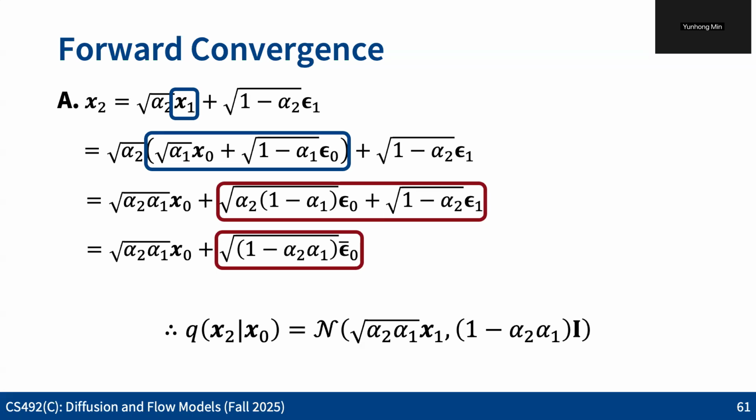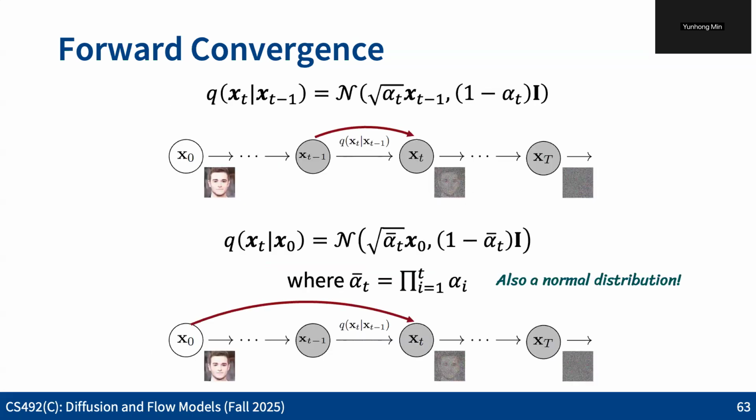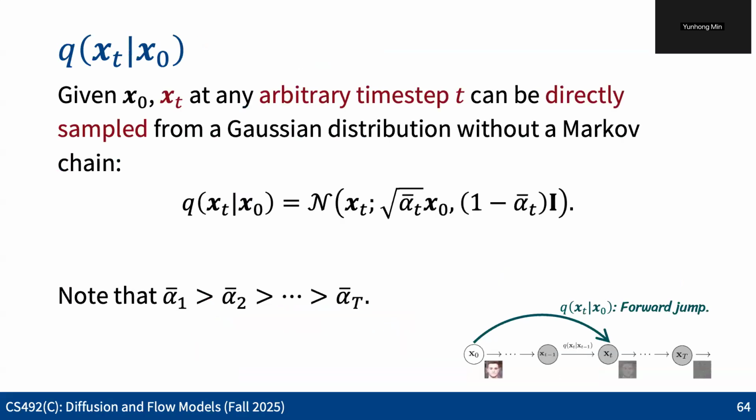Okay. So this basically shows that while we defined this one-step transition distribution, from this we can now derive the closed form of what I'm going to call the forward jump. We are jumping from x0 to xt here, sampling xt directly from x0. And this can be done by this specific Gaussian distribution. So now we are basically defining the forward transition distribution in this way.